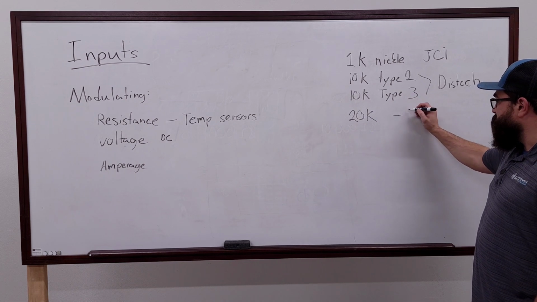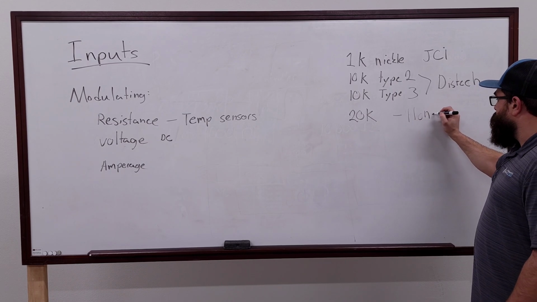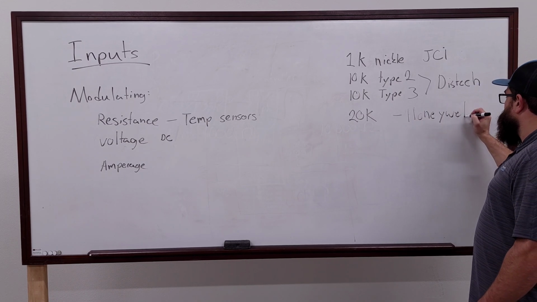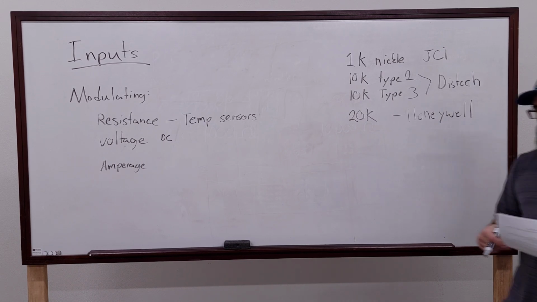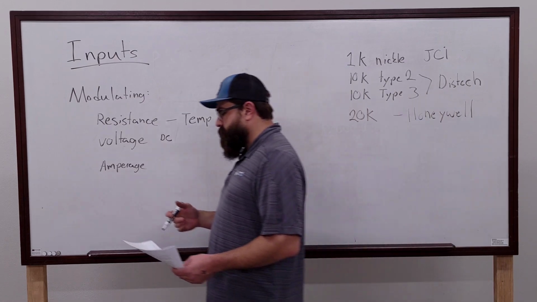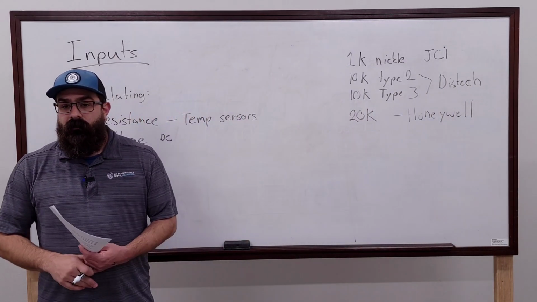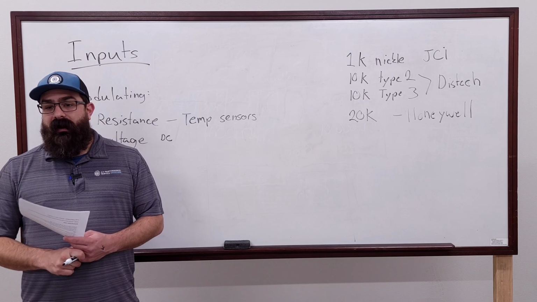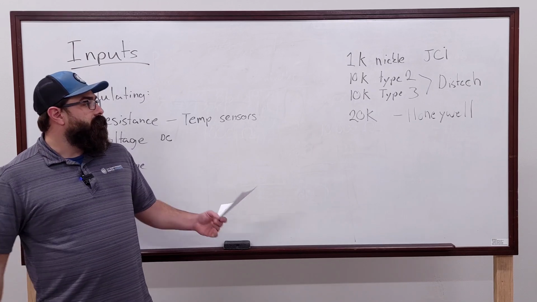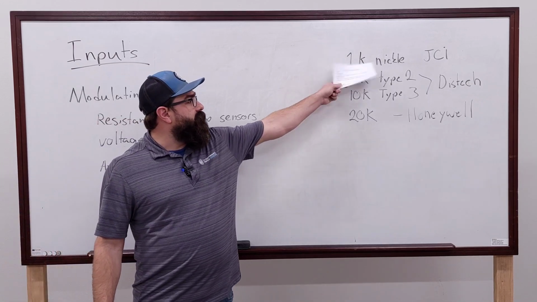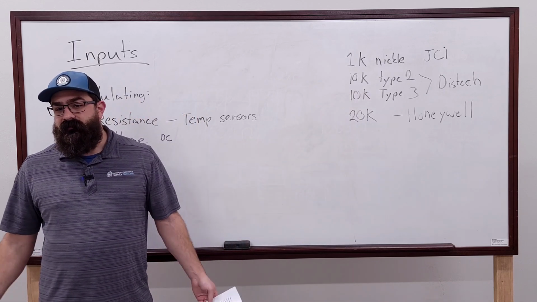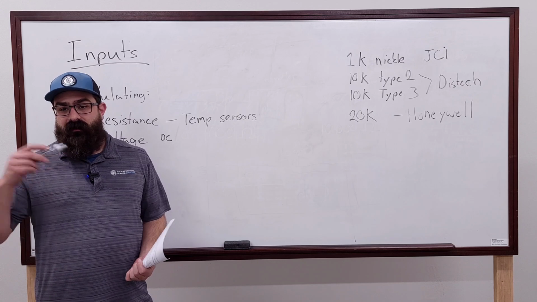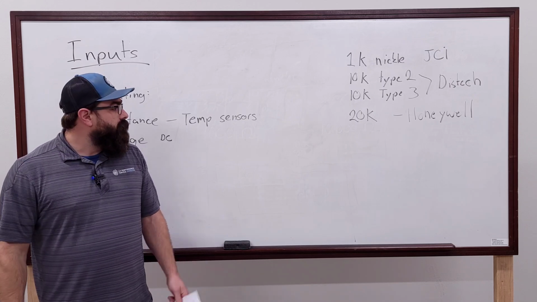20K is pretty specific to Honeywell. There are a few others that can use it. And then a lot of controllers can be custom scaled. So if you've got an input, I could write a program that'll have the 1K nickel in a Honeywell controller. It just has to be custom written. They don't always have a drag and drop utility to do it.